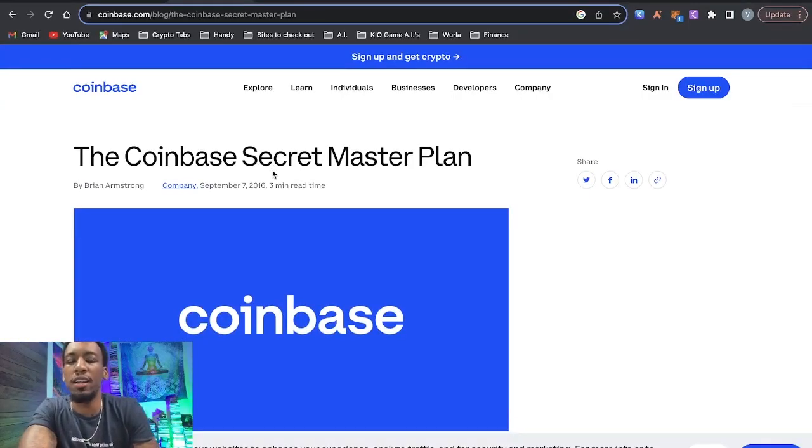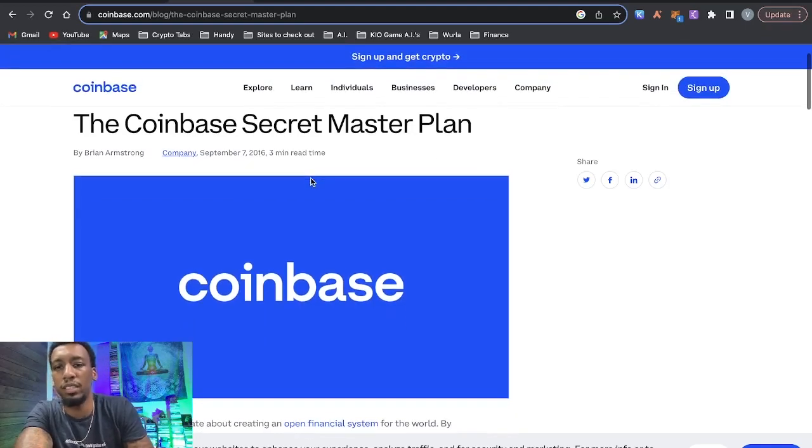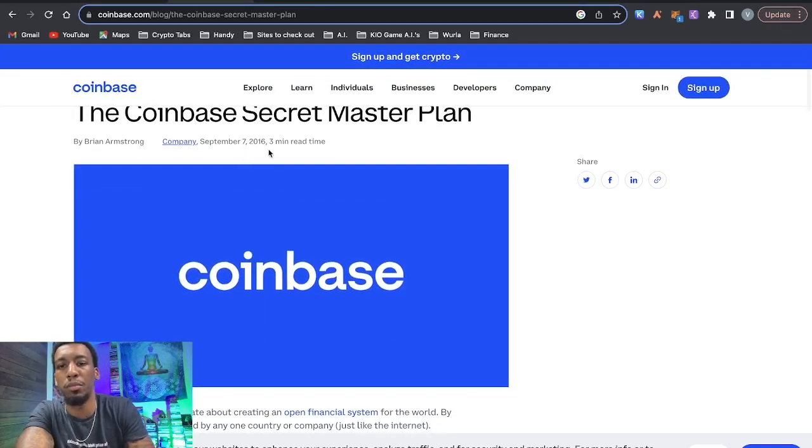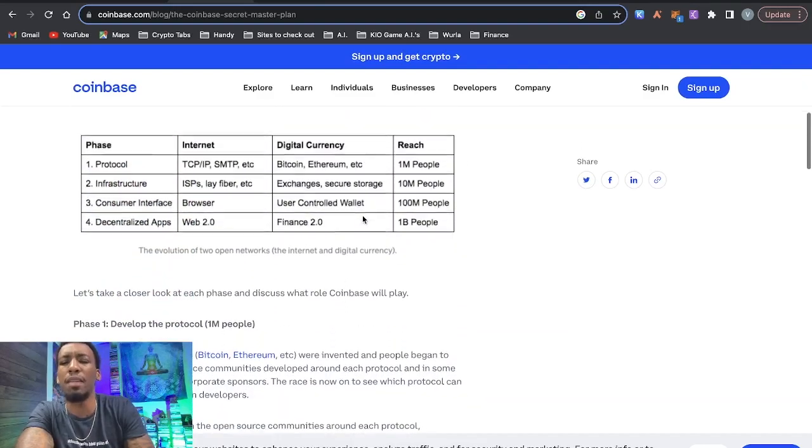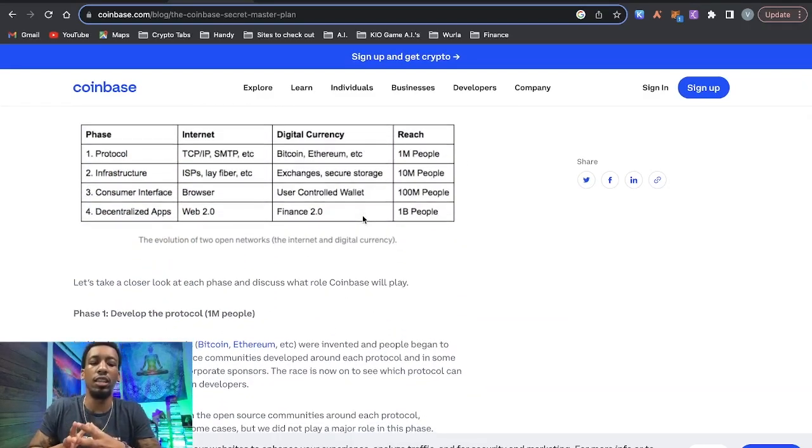We're going to be reading off the Coinbase Secret Master Plan essay, which was written by Brian Armstrong, September 7th, 2016. He basically talks about the process of technology being rolled out, comparing the internet to Web3 technology. You go through 4 phases: the protocol phase, then the infrastructure phase, then the consumer interface phase, and then the application phase. The reach, give or take, is 1 million people on protocol, 10 million people on infrastructure, 100 million people during the consumer interface, then 1 billion people once the applications are live.